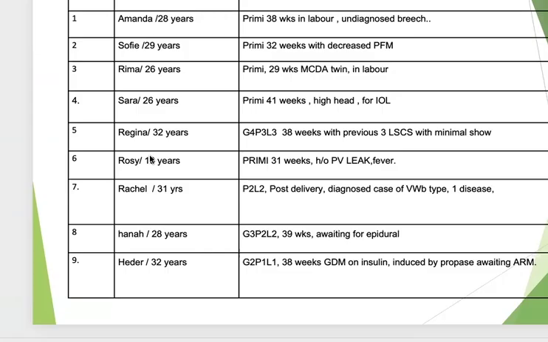So this is a primi with suspected chorioamnionitis. I would like to know the pulse observations, pulse rate, blood pressure, CTG, if there is any foul smelling leak, whether any safeguarding issues were involved and decision regarding the baby.